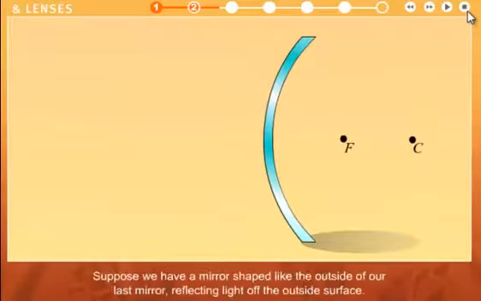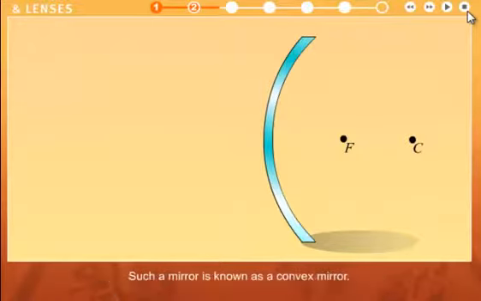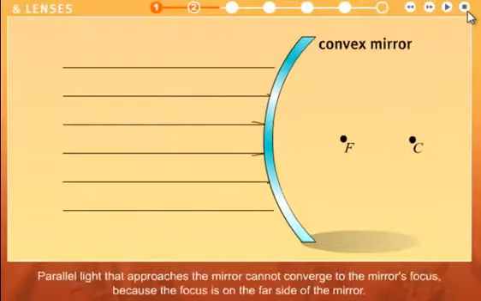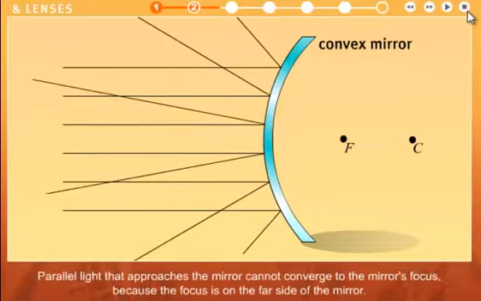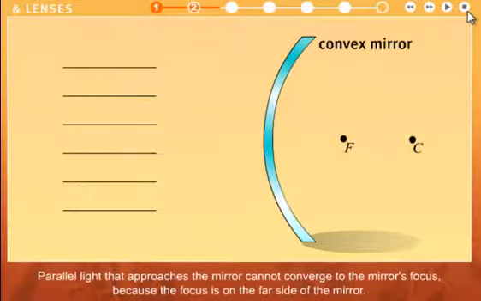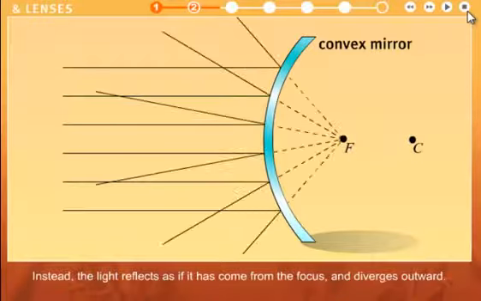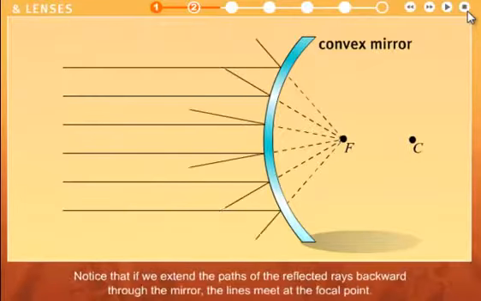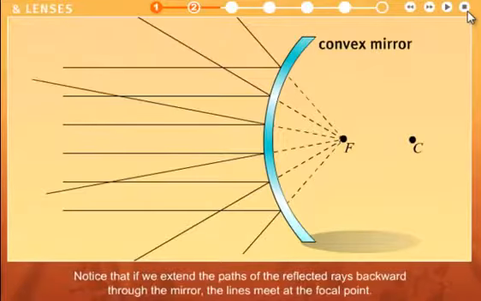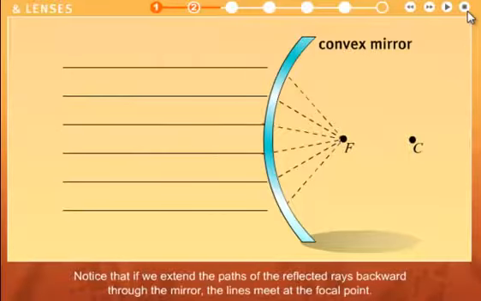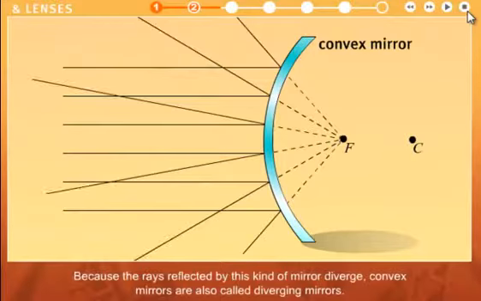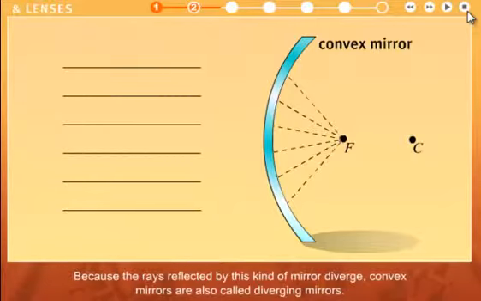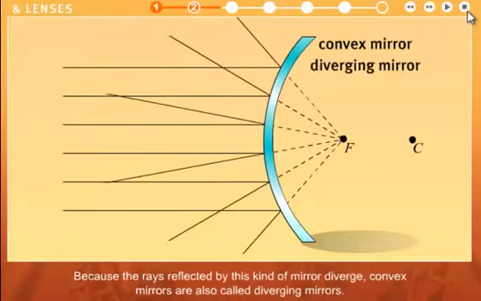Suppose we have a mirror shaped like the outside of our last mirror, reflecting light off the outside surface. Such a mirror is known as a convex mirror. Parallel light that approaches the mirror cannot converge to the mirror's focus, because the focus is on the far side of the mirror. Instead, the light reflects as if it has come from the focus and diverges outward. Notice that if we extend the paths of the reflected rays backward through the mirror, the lines meet at the focal point. Because the rays reflected by this kind of mirror diverge, convex mirrors are also called diverging mirrors.